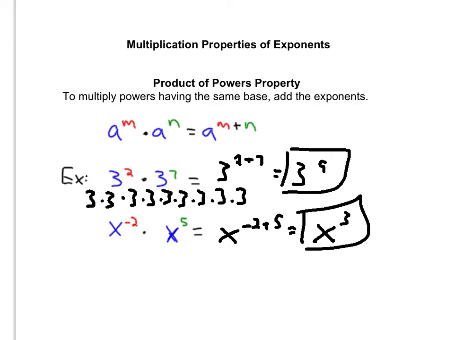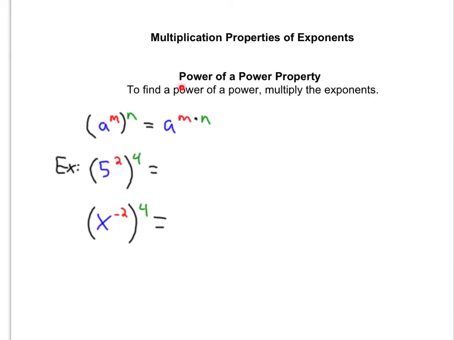Okay, let's go on to the next property. This property is called the power of a power property, and to find the power of a power, you multiply the exponents. So basically what this means is I'm taking a power, so this base to this power, and I'm raising it to another power. When it looks like this, then I multiply the exponents together.